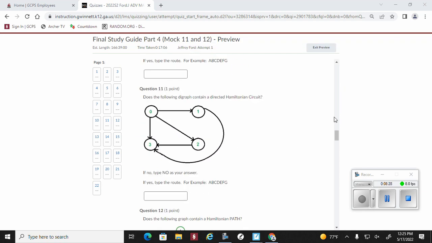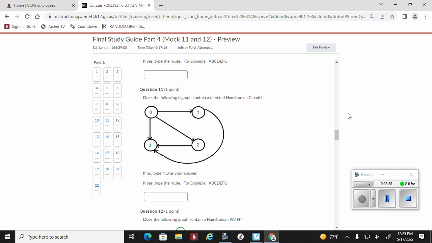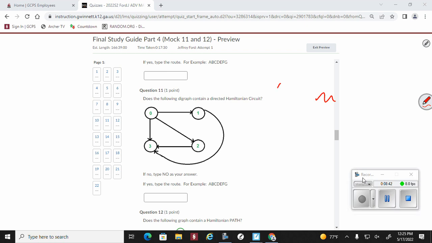All right, now we're dealing with a Hamiltonian circuit. Hamiltonian circuit, you're basically connecting the dots, and in this case, you're dealing with arrows, so you got to go with the arrows. You're trying to connect the dots, and because it is a circuit, you have to start and end at the same spot. All right. So unfortunately, there's not really a degree rule here. You're just going to have to try to connect the dots.